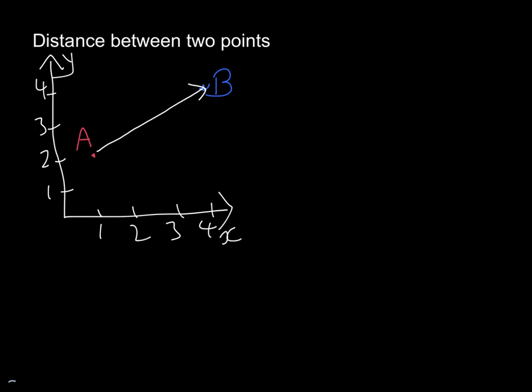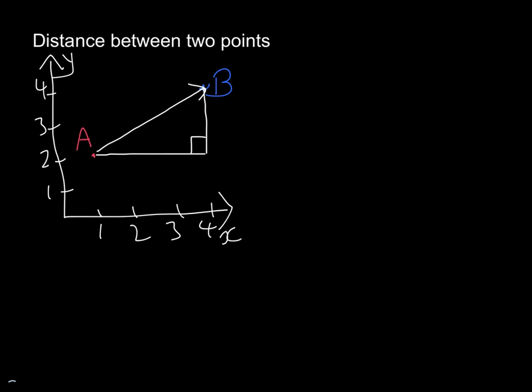And then the idea is to make a right-angled triangle, including these 2 points. So something like this, down, and there's the right angle.